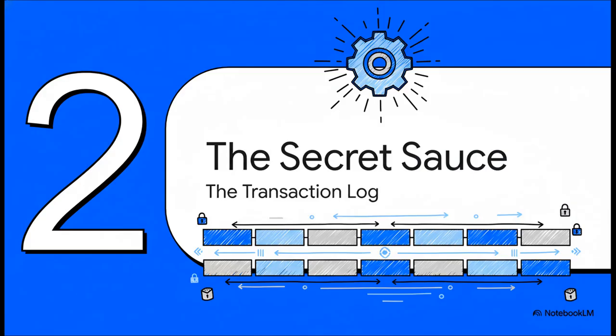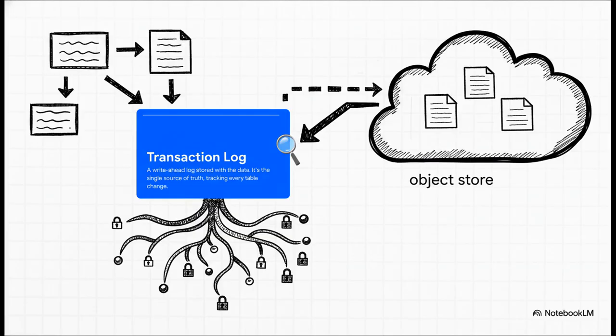All right, so how on earth does Delta Lake fix all of these headaches? Well, the core idea is actually brilliantly simple. It all comes down to one thing, the transaction log. So what is this thing? Think of it like a journal or a ledger that records every single change, every transaction that ever happens to your table.